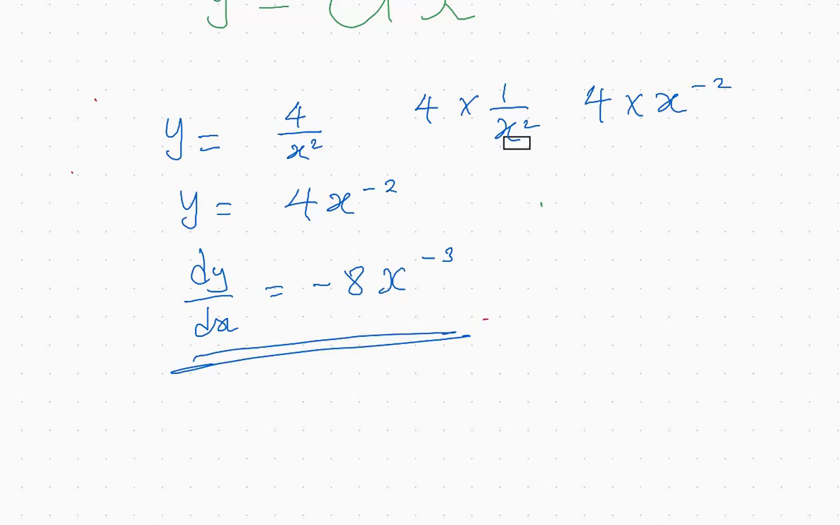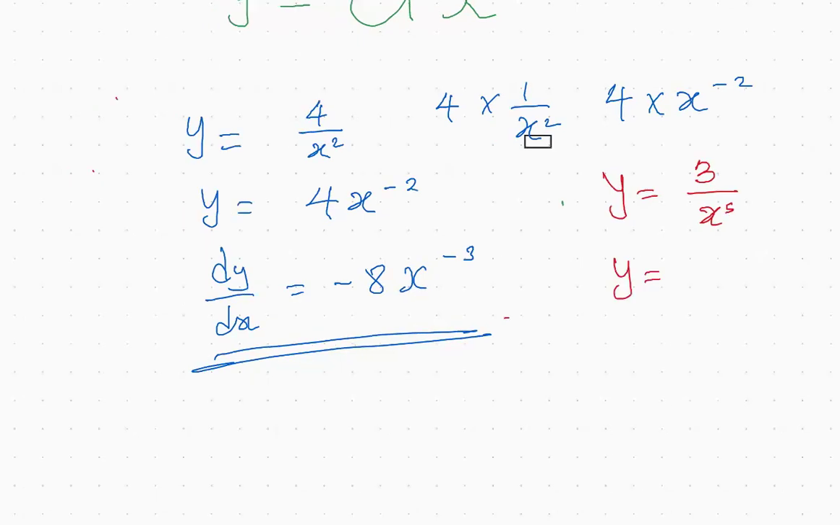So you can also have a go on two questions like this. Pause the video and try. y equals 3 over x to the power of 5. So it's y equals 3 times x to the power of minus 5, and dy/dx is minus 15x to the power of minus 6. That's the answer for that.